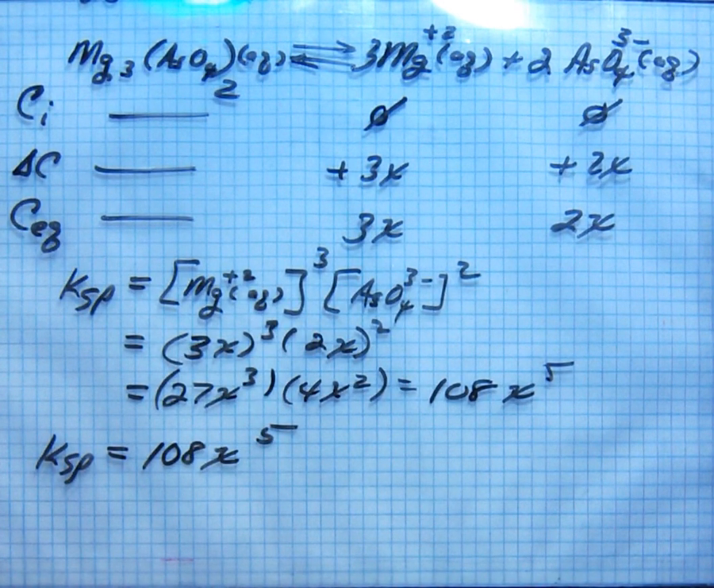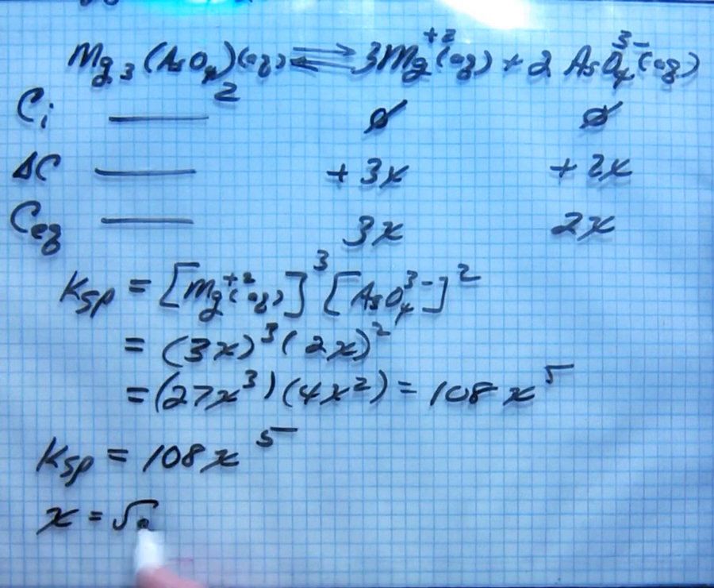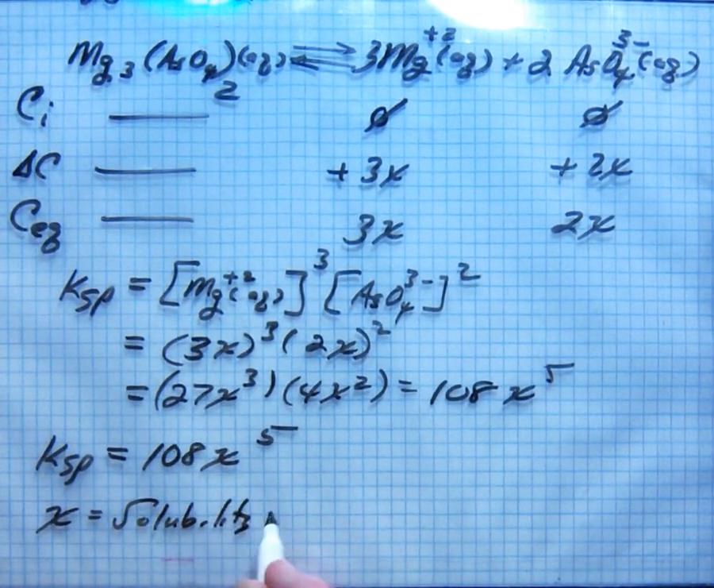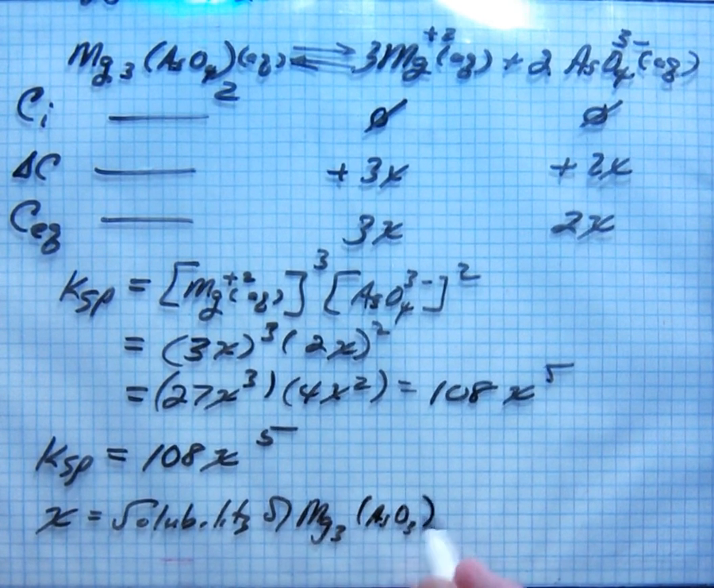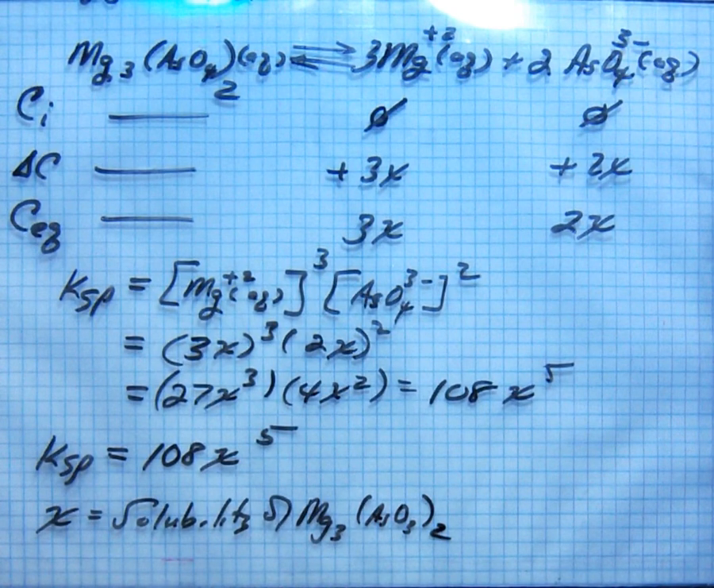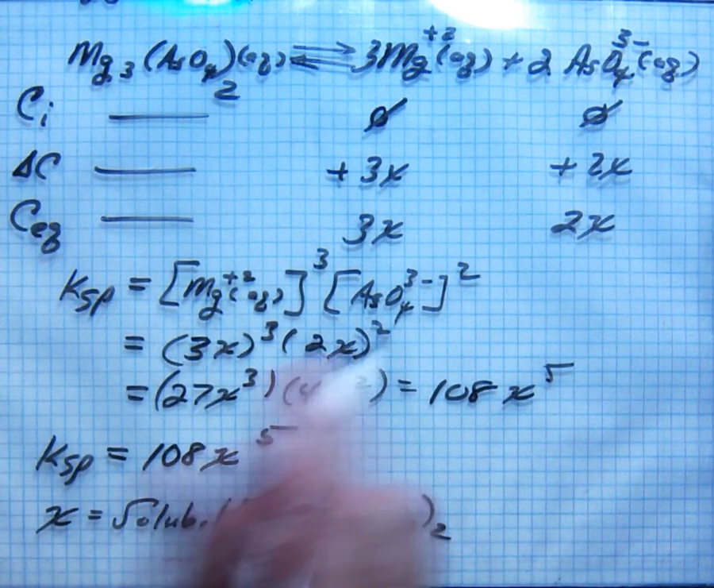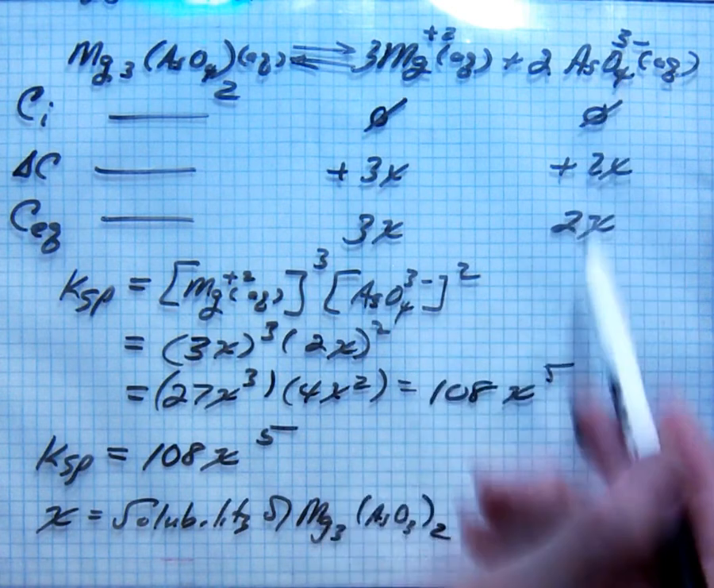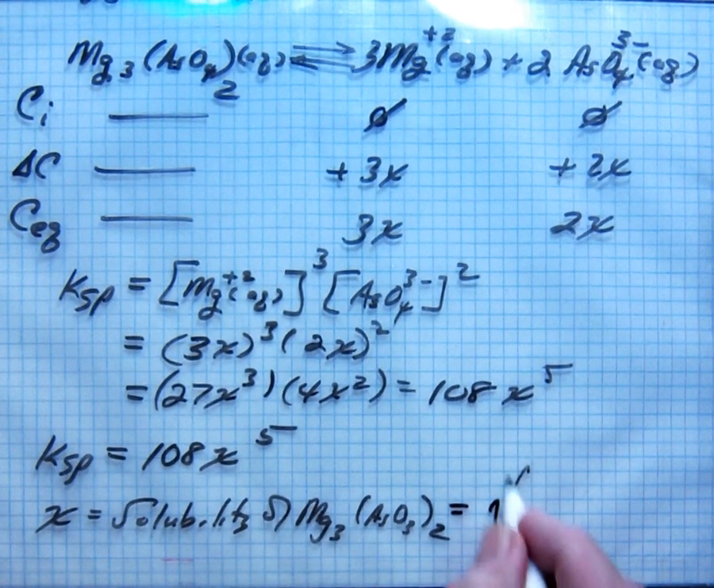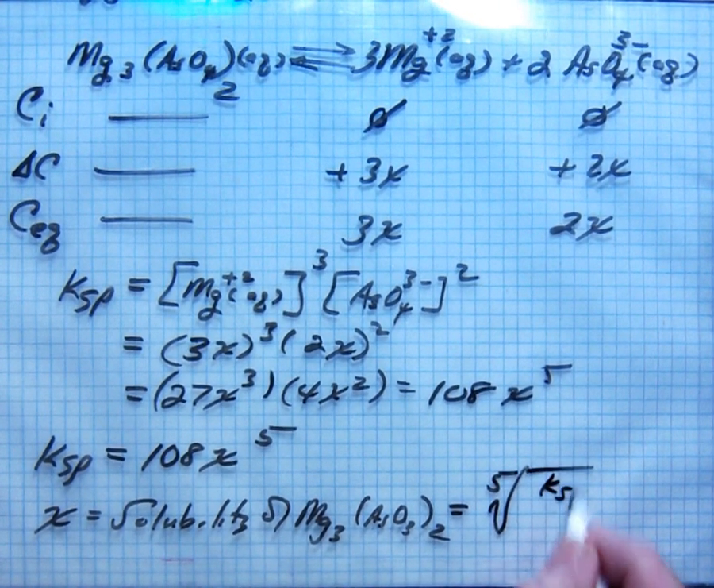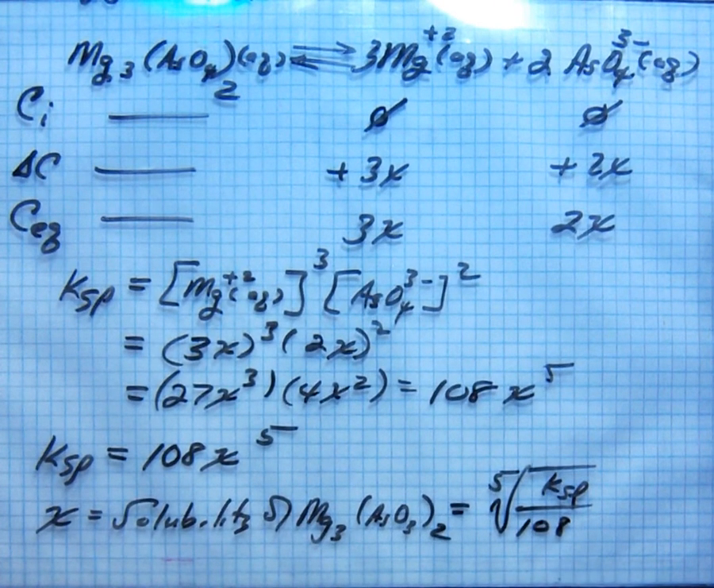But the individual x is still the solubility. So you solve this for x, which equals the solubility of the magnesium arsenate, that's the compound. X is not the solubility of the magnesium or the arsenate this time, because more than one was delivered. But the X by itself is defined as the solubility of the salt collectively. And so that is the fifth root of KSP over 108.